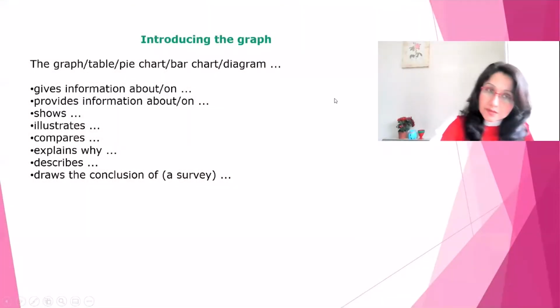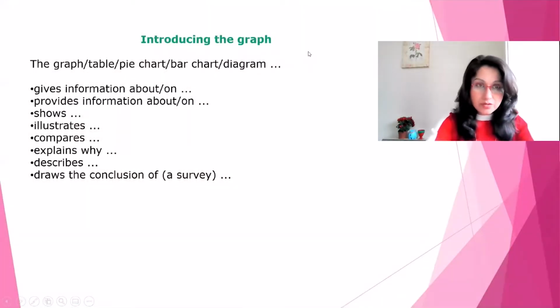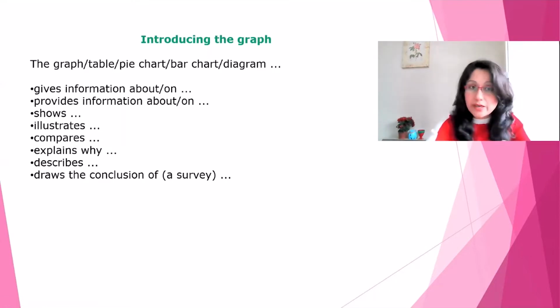To start with, you need an introduction. It's just like your essays, we need an introduction. So it could be a graph that is there to describe, or it could be a table, pie chart, a bar chart, or a diagram. It could be anything.